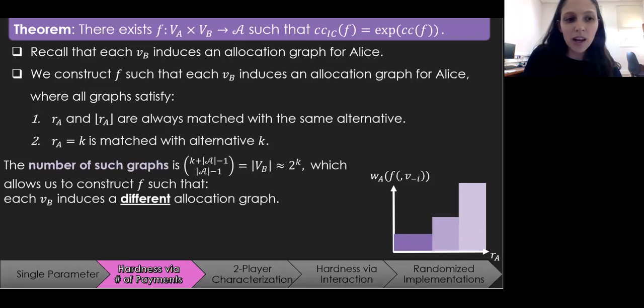And the number of such graphs that satisfy those 2 properties is equal to the size of the valuation set of Bob, which relates to what Sergio asked before. The reason is that we take the k plus 1 integers in the range of Alice's domain. We take 1 out because it is already matched with alternative k. And then this is the number of ways to monotonically partition the k remaining integers between the alternatives.